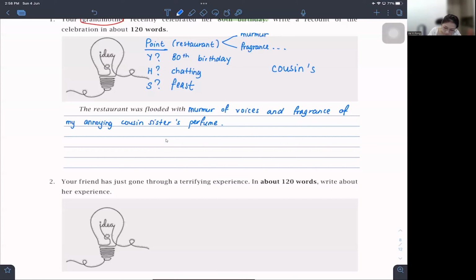Okay. So let's continue. Okay, no. See here. If I write cousin sister, I'm telling you my cousin's sister. But I'm saying my cousin sister's perfume. Different thing. This one is apostrophe S. The perfume belongs to this person. So even if I don't put sister, it's actually fine. You can write cousin's perfume. Okay?